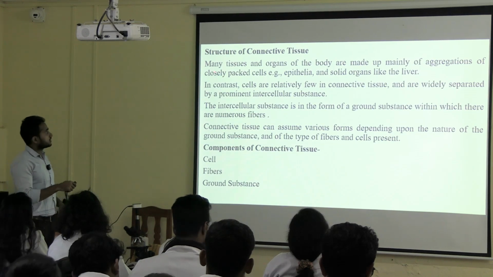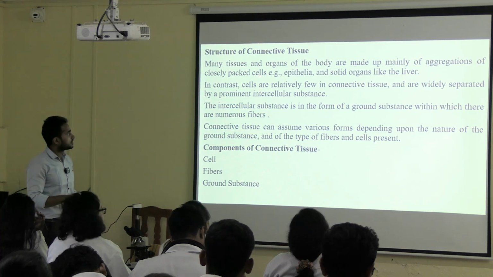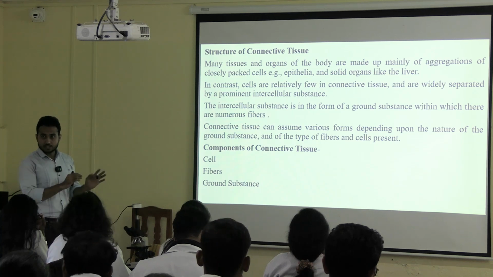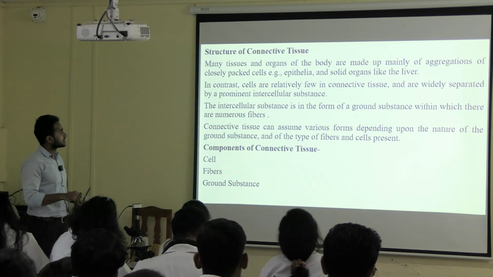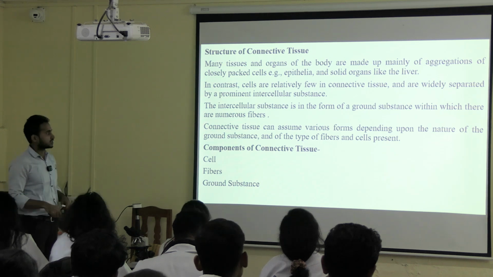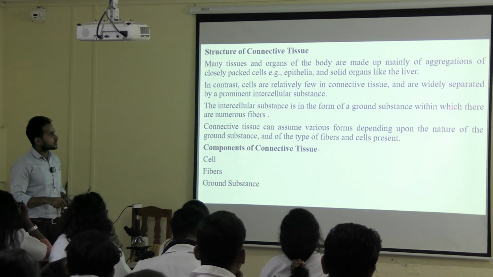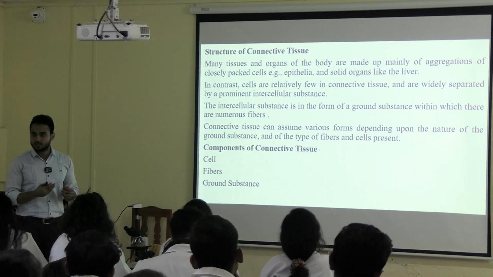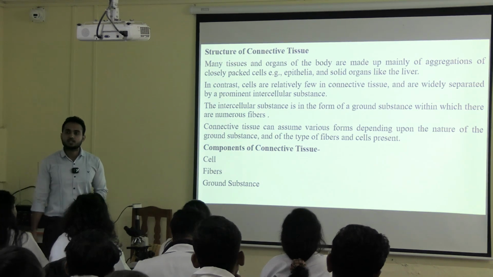Now, in comparison, many tissues and organs in the body are made up of aggregations of closely packed cells. For example, epithelia, solid organs like liver, that you have studied. But in case of connective tissue, cells are widely separated by prominent intercellular substance, and that is the ground substance or extracellular matrix. This intercellular substance is in the form of ground substance, which is filled by numerous fibers. Just now I have shown you the different types of fibers which are present in the intercellular substance.